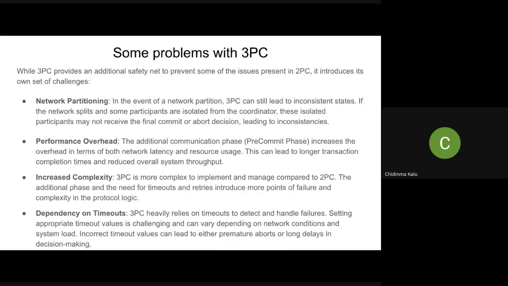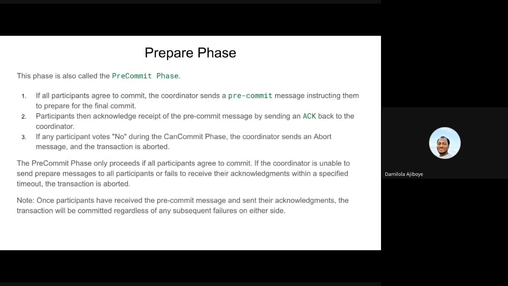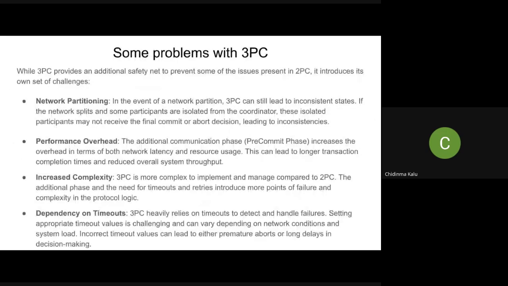Maybe I have one around the split brain that was mentioned. Was there a solution to that? I think there was a scenario where it seems with three-phase commit there will be a split brain. Yes, I think I talked about it in the problems with 3PC. With network partitioning, 3PC will still lead to it; there's no solution to it. It's still a challenge for 3PC. All right, thanks.